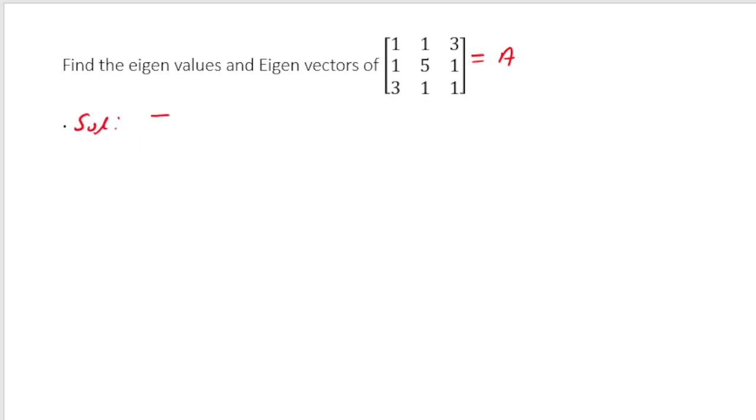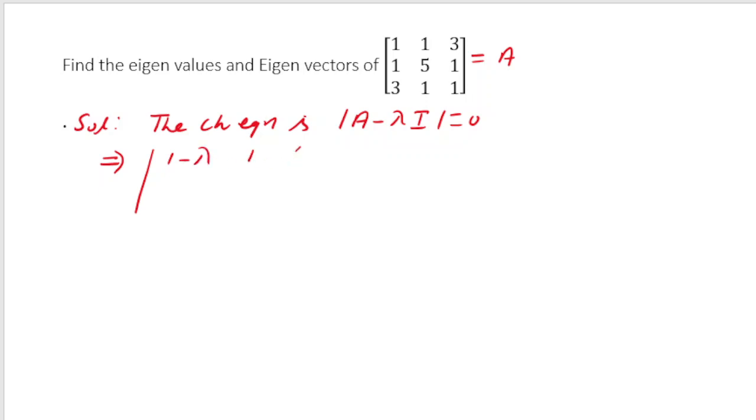I am going to do the detailed solution here. So first of all, what is the characteristic equation? I am writing the characteristic equation is given by determinant of A minus lambda I is equal to 0. So to evaluate this, I need to subtract lambda from the main diagonal. So I will get 1 minus lambda, 1, 3, 1, 5 minus lambda, 1, 3, 1, 1 minus lambda equal to 0. Now I have to expand this.